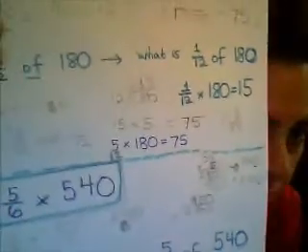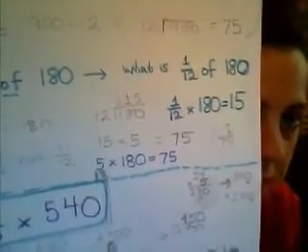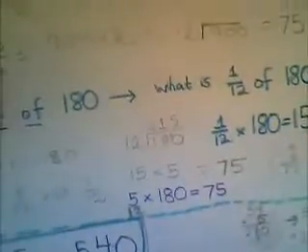However, it didn't ask us for 1/12. It asked us for 5/12. So we need 15, we need 5 of those. So I need to say, what is 15 times 5? Hopefully, you can work that out fairly easily. We know that 15 times 4 is 60. Put another 15 on. But if you're not sure, you could always do a little bit of column multiplication. 15 times 5 equals 75. Therefore, 5/12 times 180 equals 75.